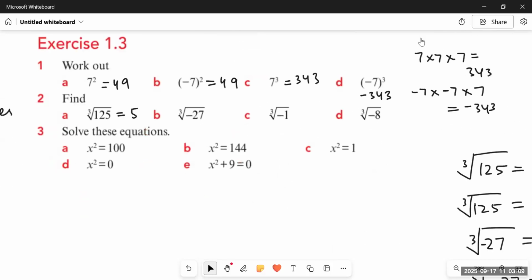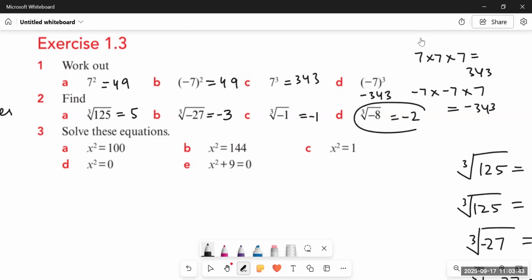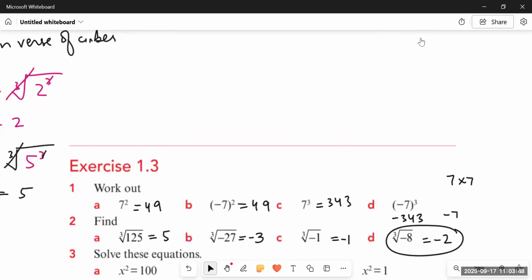So we can say that the cube of a negative number is negative. The cube root of a negative number is also negative. So what about minus 1? Always remember, the square of 1 is 1, and the square of minus 1 is 1. The square root of 1 is plus 1 or minus 1. But when we talk about minus 1, the cube of minus 1 is minus 1 and the cube root of minus 1 is also minus 1. And for minus 8, it would be minus 2. That's all. Now let's solve these equations. They are very interesting.